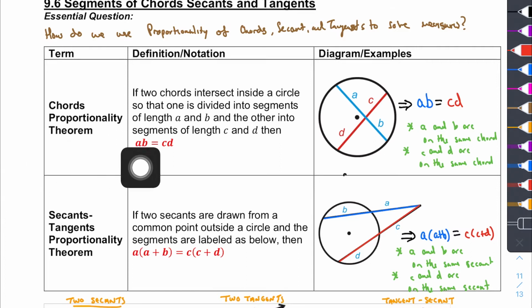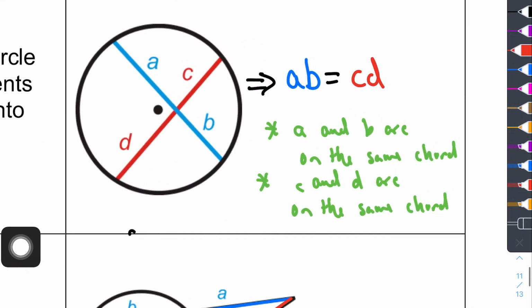Chord proportionality theorem. If two chords intersect inside of a circle, so that one is divided into segments of length A and B, and the other into segments C and D, then A times B equals C times D. All right, so taking a look at this picture here, we've got two chords in the circle. Here I highlighted them blue and red. All right, then A times B equals C times D.